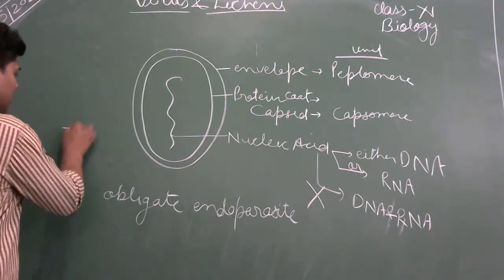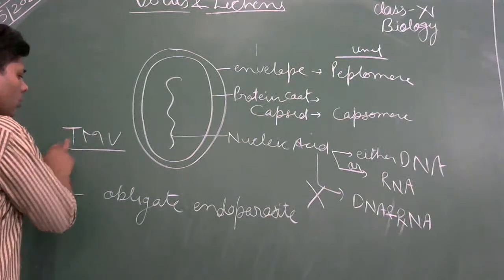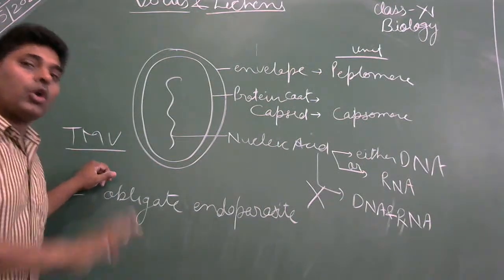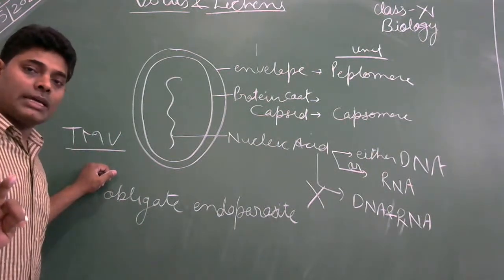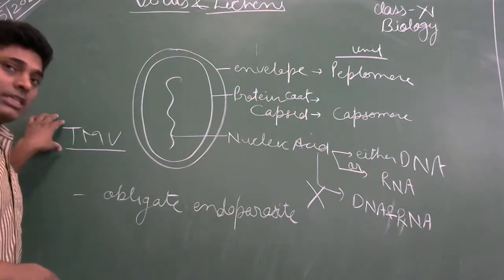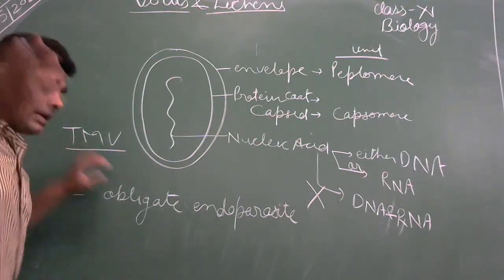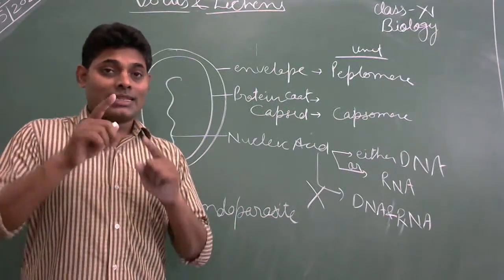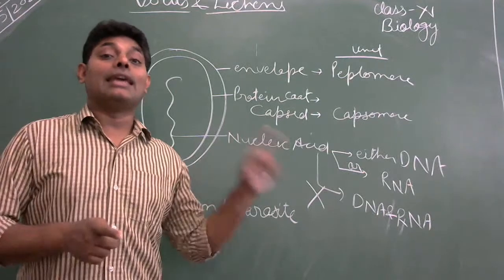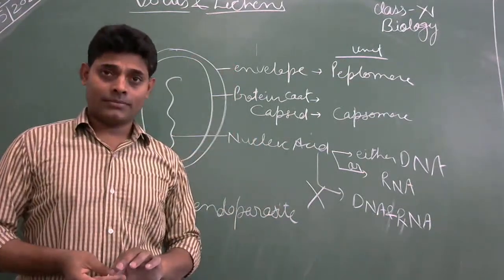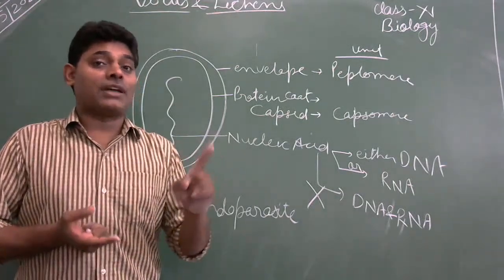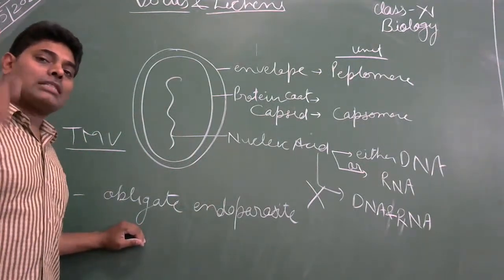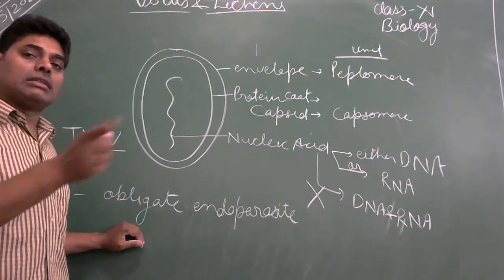Suppose TMV, tobacco mosaic virus. This virus will affect only tobacco, not other plants. It means this virus is dangerous for tobacco, but not the others. Like nowadays, we are suffering from the COVID-19 virus. This virus is an obligate parasite in animals, especially human beings. It will not create any effect in plants. So this is the meaning of obligate: a virus affects a particular species of organism, not others.